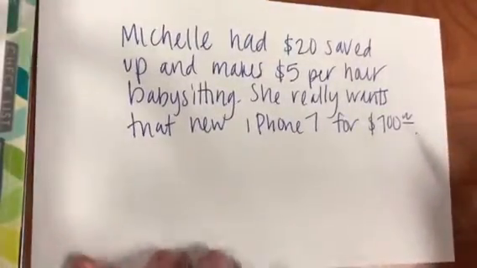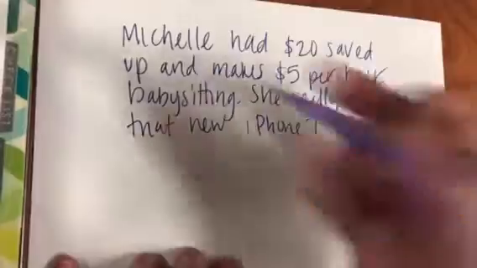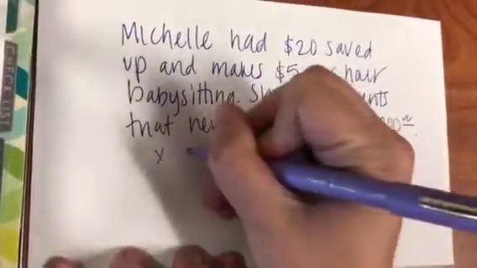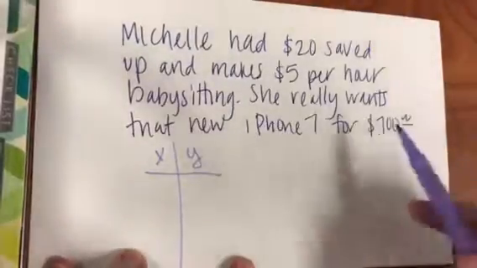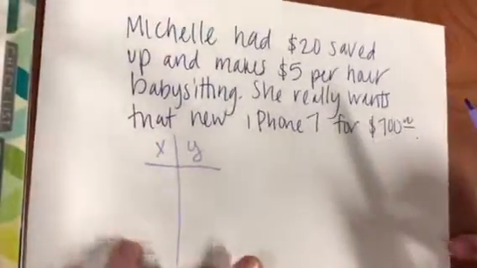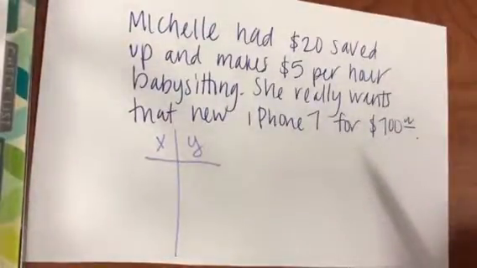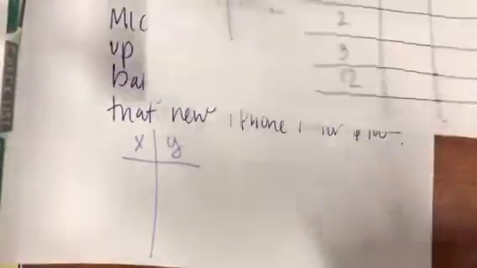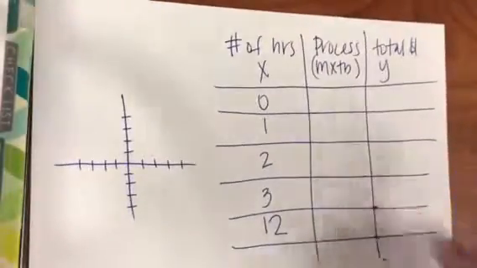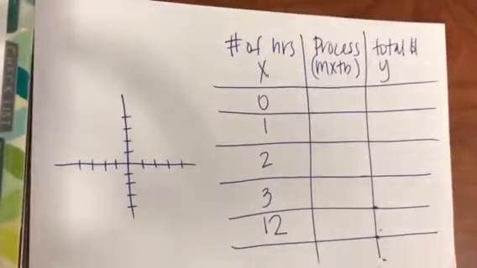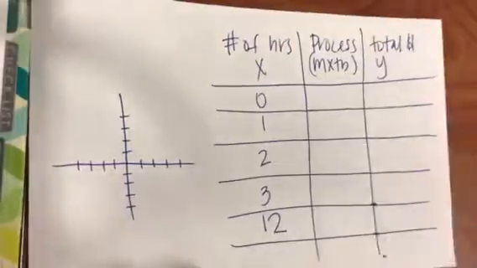So let's start with a table. I'm going to do my XY table. X is going to stand for, what do you think X should stand for? Should it be the hours or the amount that she has saved? Where's the next page? Here we go. Miss Green already created me a table and a graph.